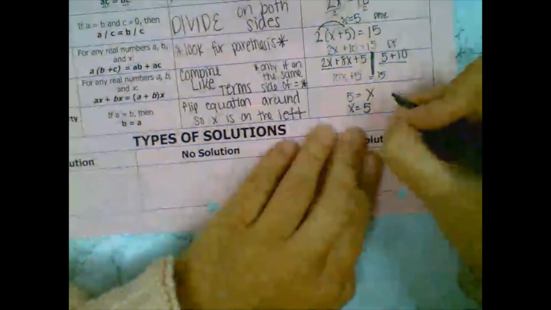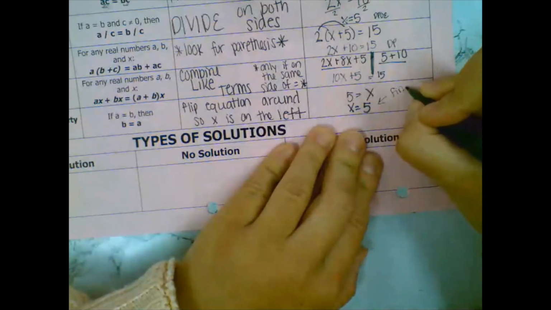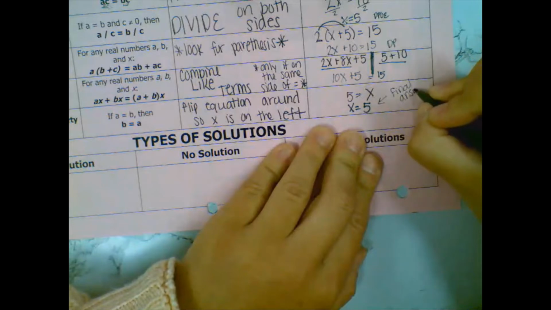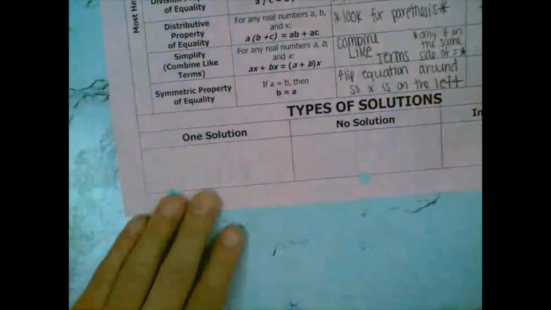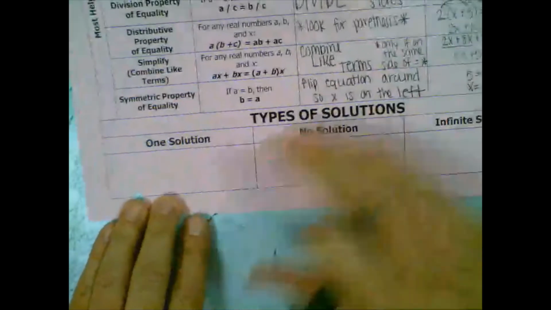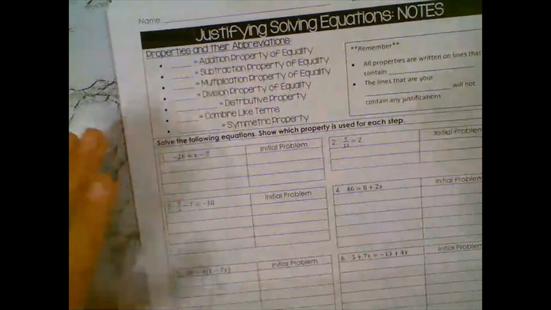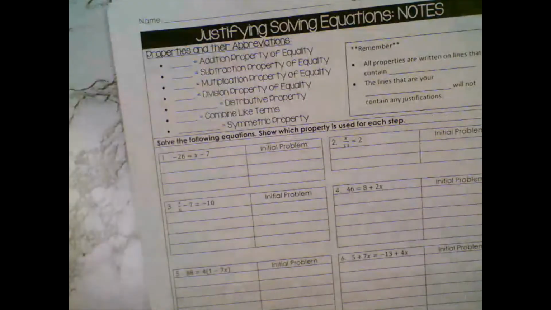Now it's important to note that your final answer should always look like this. So in order to flip it around, we use something called symmetric property. We'll get into types of solutions later. We'll leave this blank, and what we're going to look at next is our actual notes page, notes 15, and I'm going to take you through actually solving and justifying at the same time.